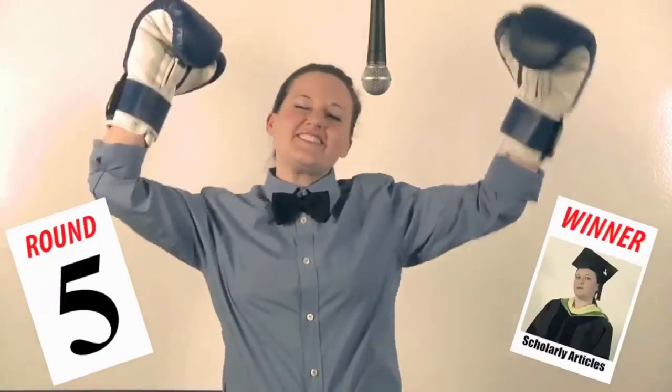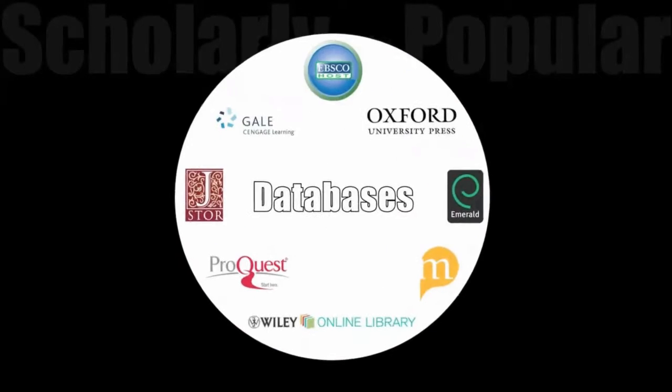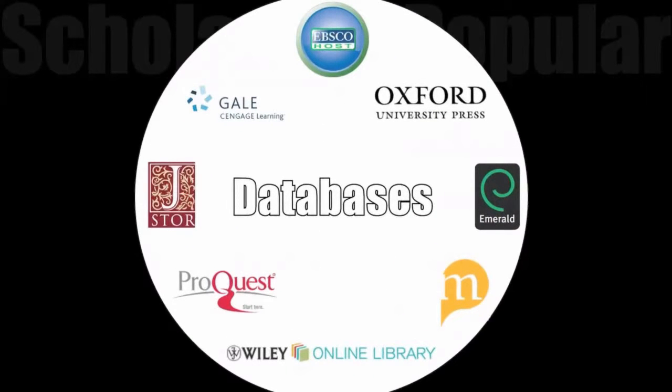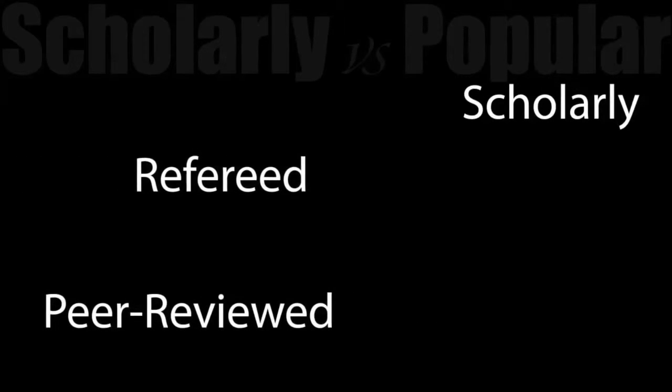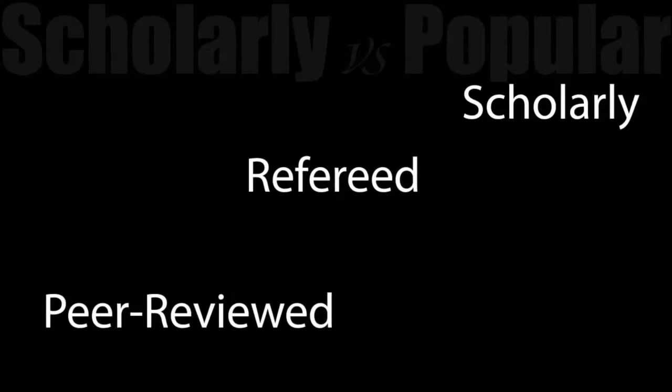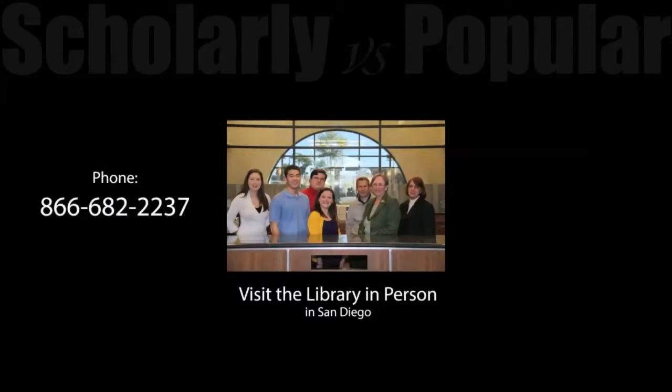Round 5 goes to scholarly articles! These scholarly peer-reviewed articles can be found in any of the library's many databases. Just look for terms such as scholarly, peer-reviewed, or refereed in the search options or an article's information. Need more help on this? Contact the library in person, on the phone, or by email.